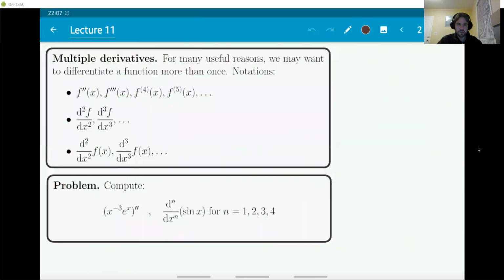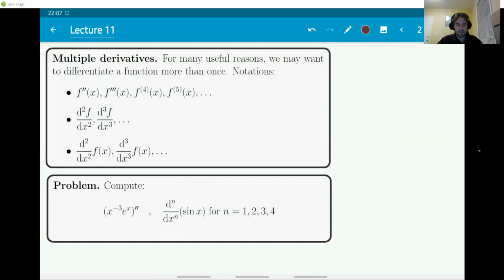There isn't much to say about this other than, for many useful reasons that we're going to see later, sometimes you may actually want to differentiate. This means take a derivative of a function more than once. So for us, it's going to be twice when we do applications of this stuff.